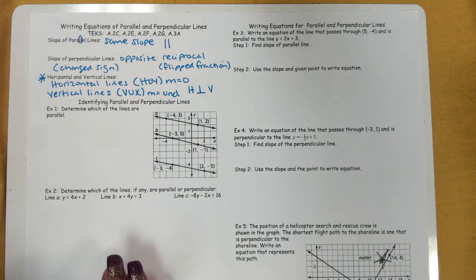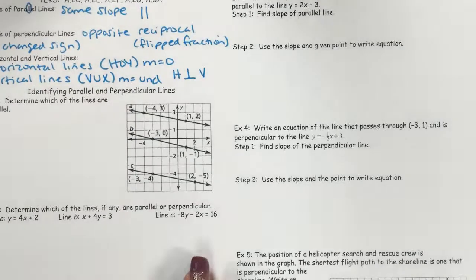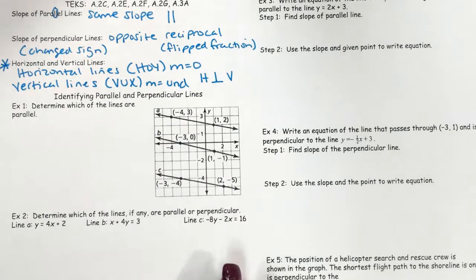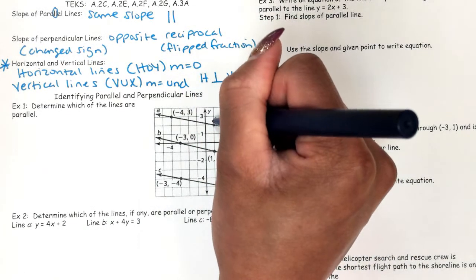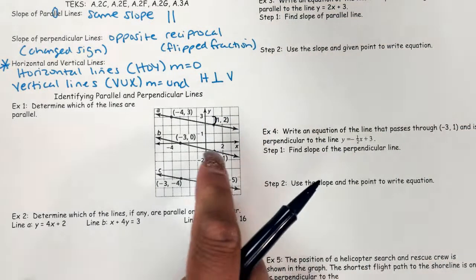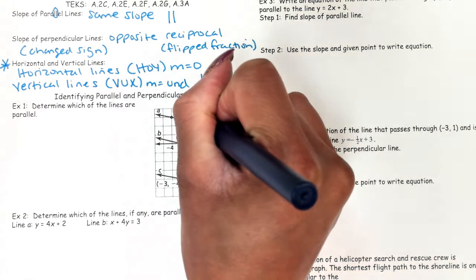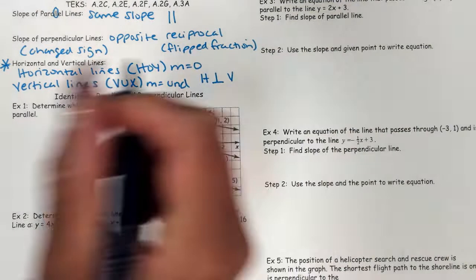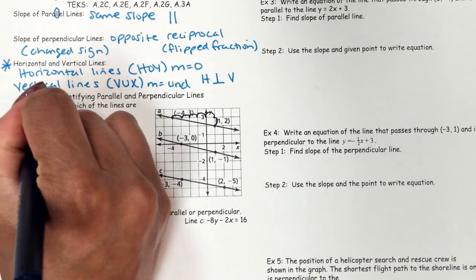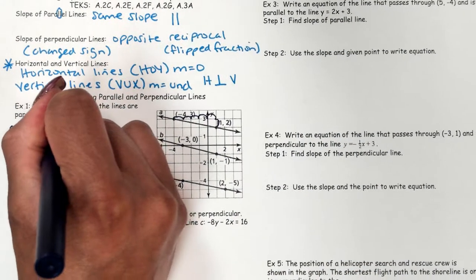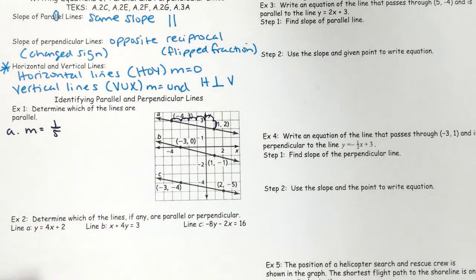So our first example is determine which of the lines are parallel. So we have 3 lines, A, B, and C. Let's find the slope of each line, and then we're going to compare whether they're parallel or perpendicular to each other. So let's find the slope of line A. I rise up 1, and then I run 1, 2, 3, 4, and 5. So the slope of line A is I rise up 1 and I ran 5. So that's the slope of line A.